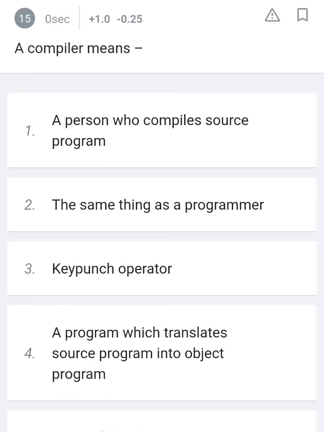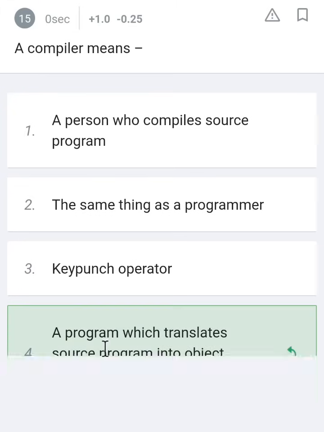Next question, what is a compiler? Compiler is a program that translates a source program into an object program. A compiler translates high level language into low level language. First comes the source code, then the compiler, and machine code is the output. So a compiler is a program that translates a source program into an object program.